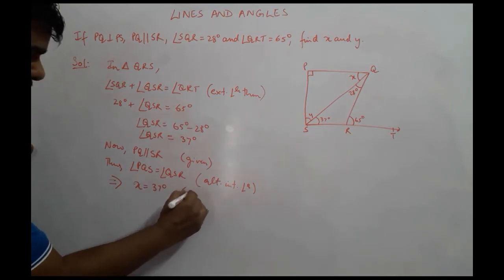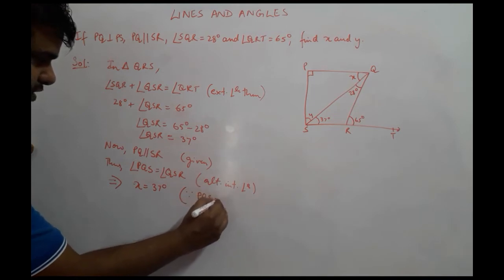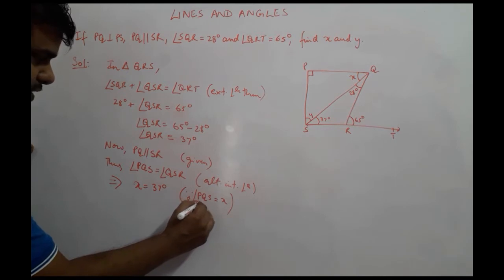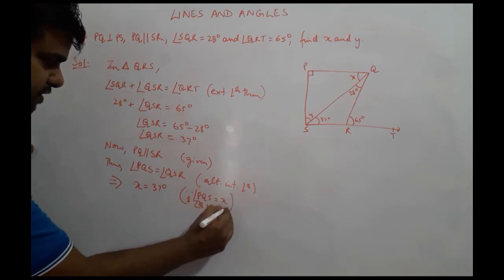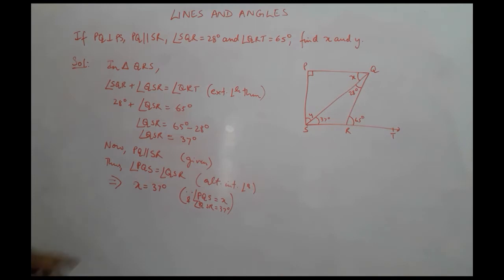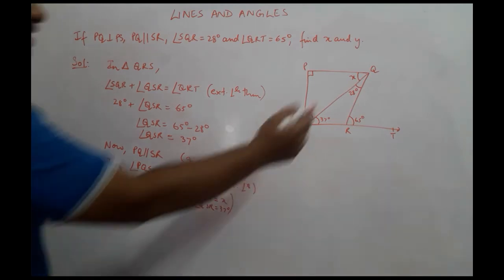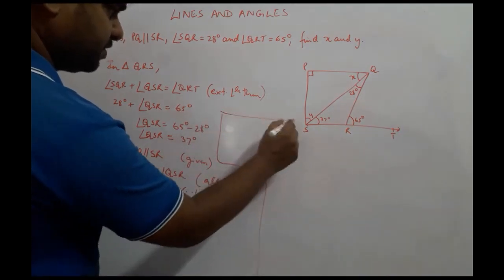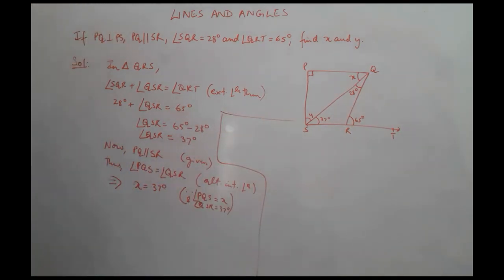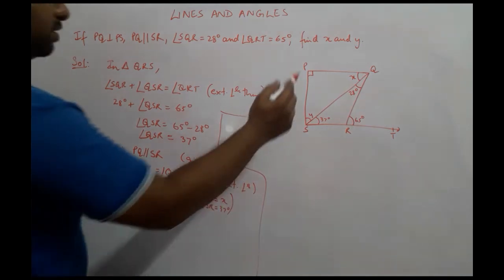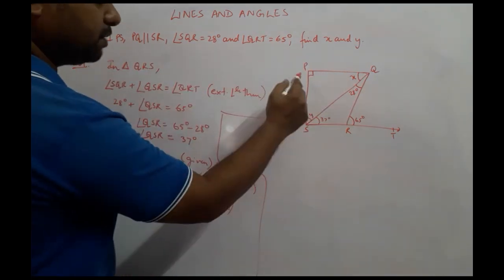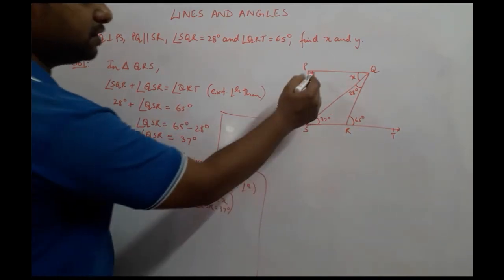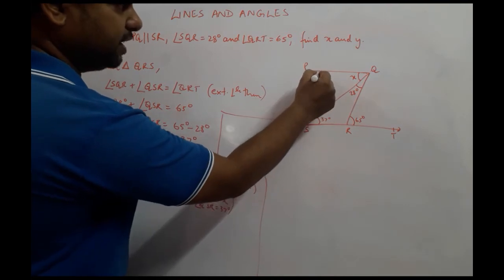Okay, since PQS is equal to X, and you can say QSR is equal to 37 degrees, so we've got X over here. What else have we been given? We have been given that PQ is perpendicular to PS. Okay, PQ perpendicular to PS, which means this particular angle is 90 degrees.